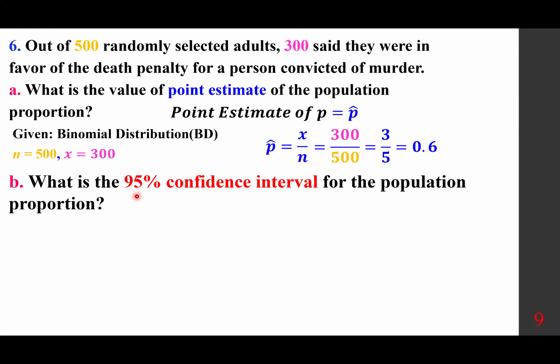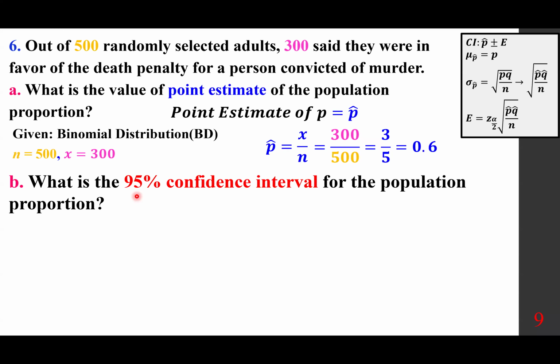I'm going to remind you of the formulas as you have them in your formula sheet. Confidence interval: P hat plus minus E, similar to the mean. Mu of P hat is P. Sigma of P hat is the square root of PQ over N. When we don't have P and Q, as we don't have here, then we use the square root of P hat Q hat over N, and E becomes Z alpha over 2 times the square root of P hat Q hat over N. So I hope everybody is okay with that.